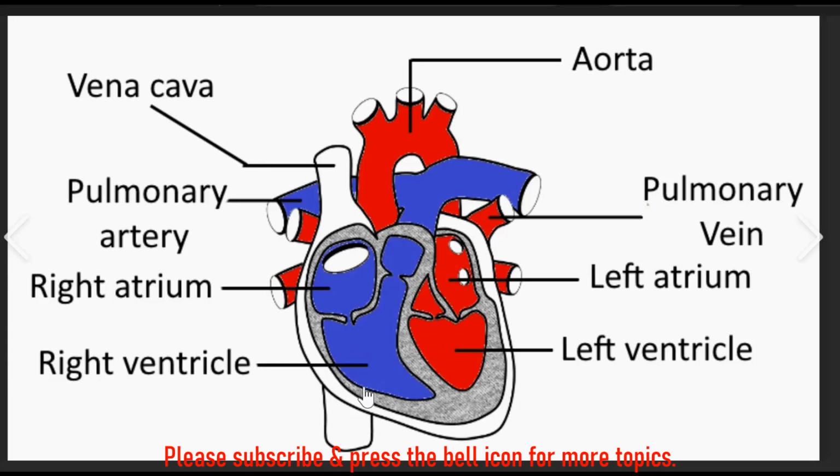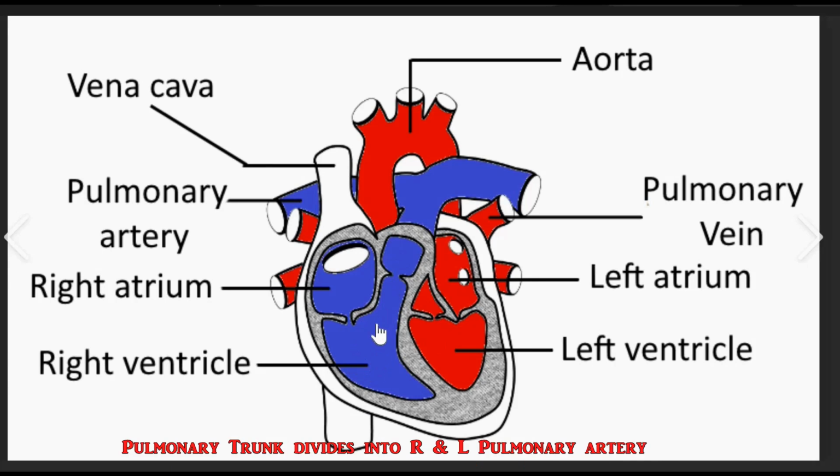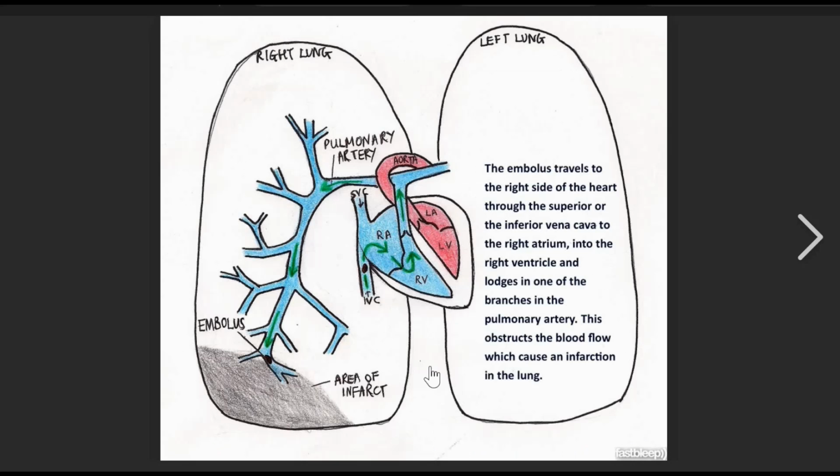From the right ventricle, the pulmonary trunk begins, and this trunk divides into right and left pulmonary artery. The right pulmonary artery goes to the right lung and the left pulmonary artery goes to the left lung. Remember, the pulmonary artery is the only artery in the body that carries deoxygenated blood. It gets oxygenated in the lungs and comes back to the heart. So remember, right ventricle, pulmonary trunk divides into pulmonary artery, goes into the lung, and when there is an emboli, it is occluding the circulation to that area.